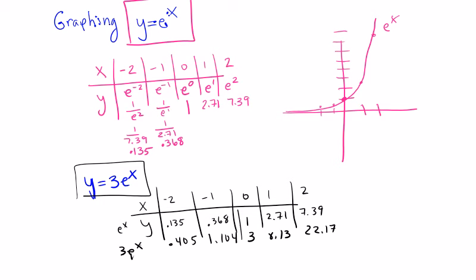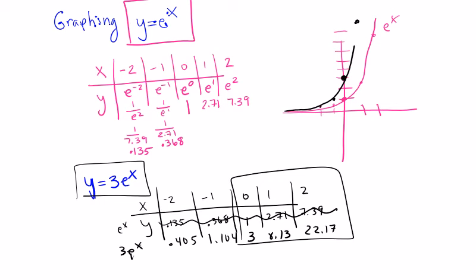So what I want you to recognize is we no longer need this middle value. So we're going to go to 0, 3, and then 1 and 8, and 2 and 22, that's going to be off the chart. Negative 1 will be at 1, and then negative 2 will be at 4.5. Well, what happens with the graph is that 3e to the x, that's going to go through the point 0, 3.